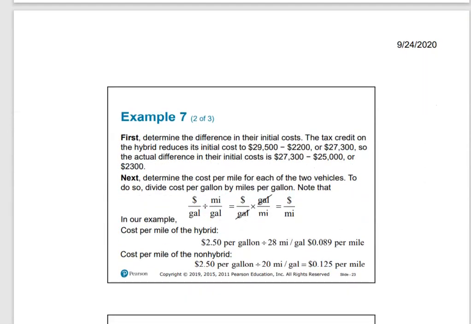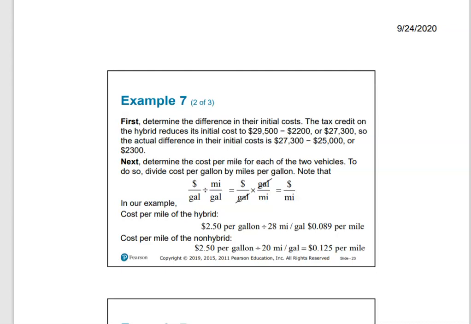Okay, so determine the difference in their initial costs. The tax credit on the hybrid reduces its initial cost to $29,500 minus $2,200. So we ended up getting a rebate for this. So for the hybrid, we ended up paying $27,300. The vehicle that was non-hybrid was $25,000. So they actually had a difference of cost of $2,300.